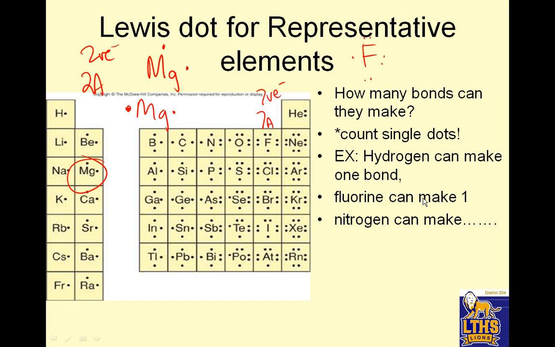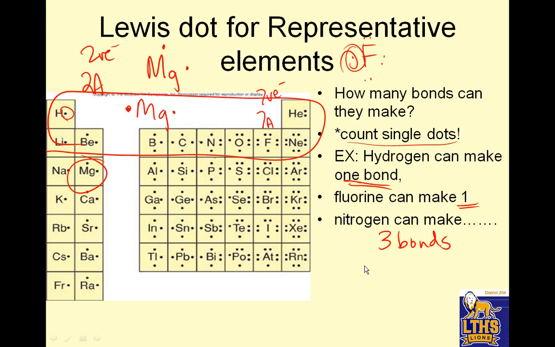Okay, 7 valence electrons. So how do you know how many bonds these atoms are going to make? Well, single dot means a bonding site. So count the single dots. Example, hydrogen. 1 single dot, it's going to make 1 bond. Fluorine, 1 single dot, it's going to make 1 bond. Nitrogen, 1, 2, 3 single dots, 3 bonds. Now, that's likely. All these elements up here, period 1 and 2, can only make 8 bonds total. And some of them can't even do that. But if you get some of these bigger elements, they can expand and go more than 8, so they can go higher than an octet.